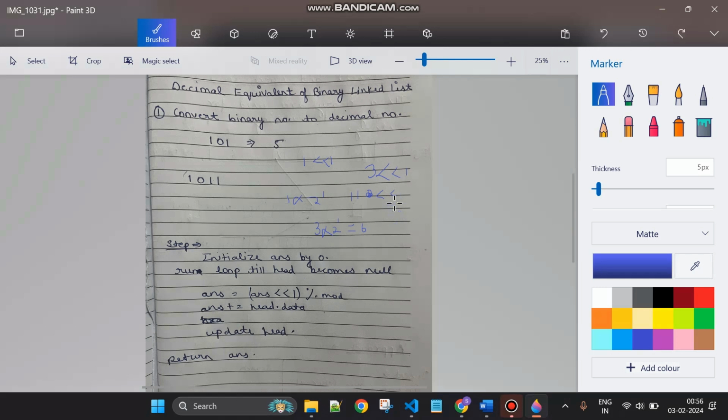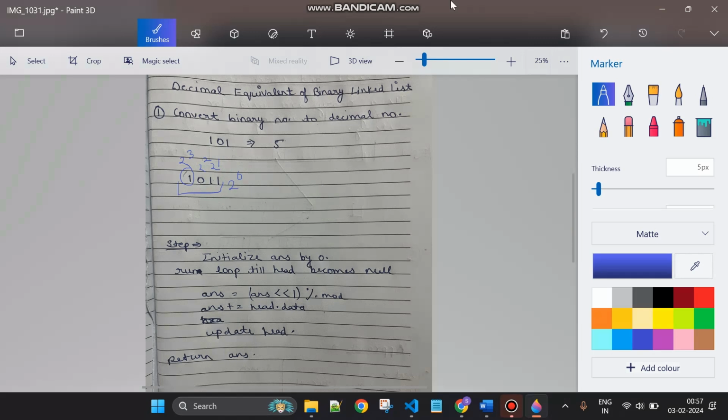Left shift means multiplying that number by 2 raised to the power 1 if I'm left shifting it by 1. So if my number is 1011, how can we convert this to a decimal number? Look, I multiply the first 1 by 2 raised to the power 3, this 0 by 2 raised to the power 2, this 1 by 2 raised to the power 1, and this 1 by 2 raised to the power 0. If I add these, it will be my decimal number.